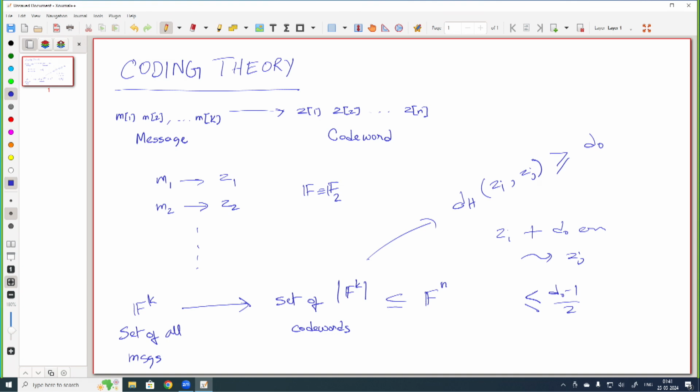In that case, if I send a message as a code word, some of the symbols of the code word will be corrupted, but the number of corruptions will be at most this. So, if that happens, then what can I say? Is there some way I can recover the original message?